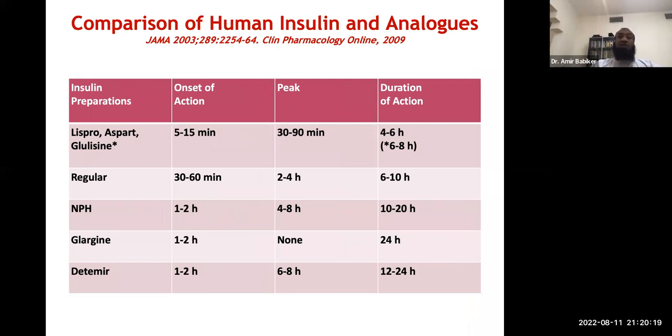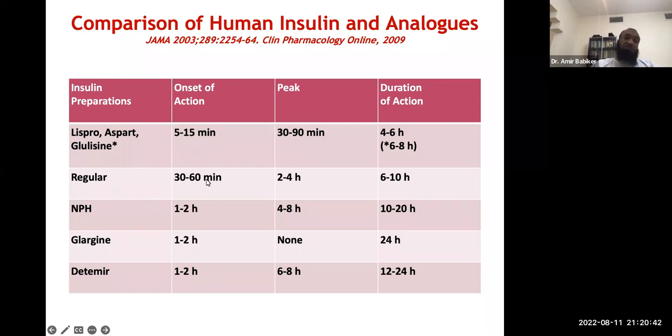This is also how quickly they start in action, when they peak, and the duration. In general, the rapid types of insulin, like lispro and aspart, work for 4 to 6 hours. They peak at 1.5 to 2 hours, and they start working in 5 to 15 minutes.